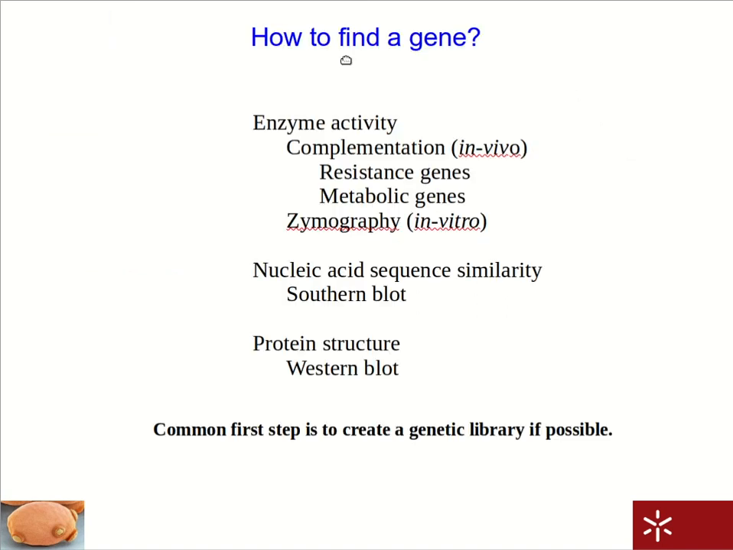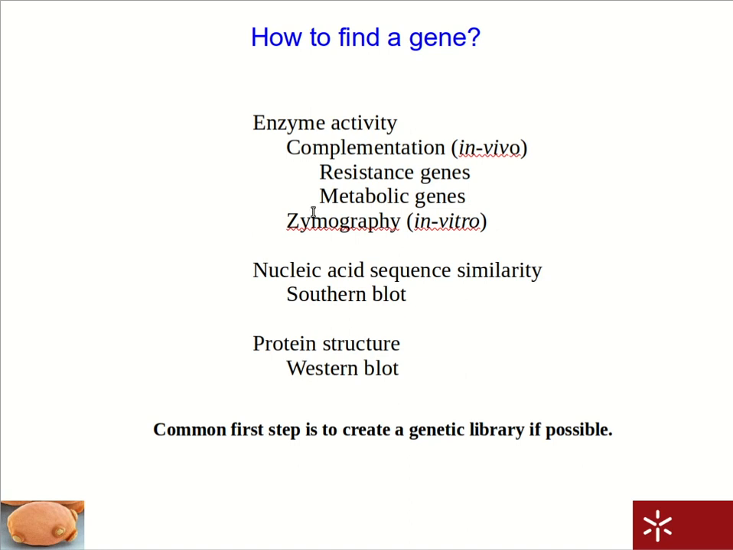How do we find a gene? Well, this depends on what kind of protein the gene encodes. If the gene encodes an enzyme, we can use the enzyme activity in order to identify the gene of interest. We can use complementation, which is an in vivo technique, in order to clone resistance genes and metabolic genes.